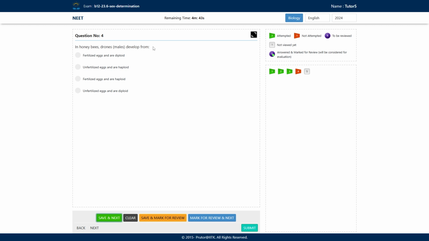So the males, they develop from unfertilized eggs and they are haploid. They have half the number of chromosomes as compared to the females.